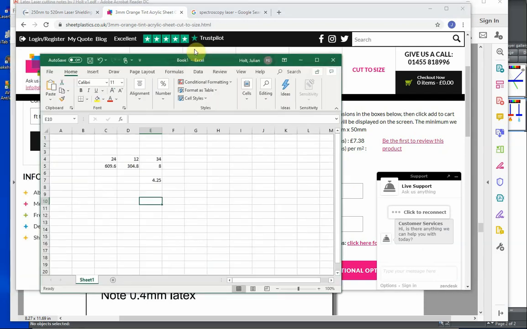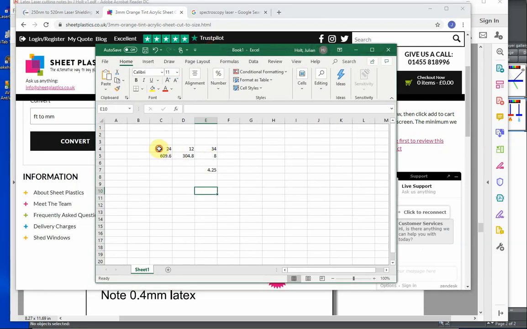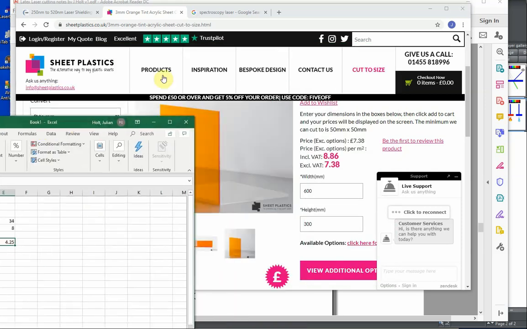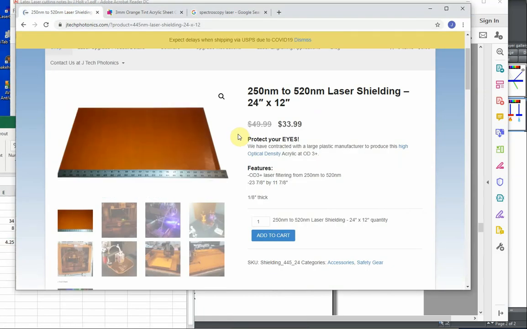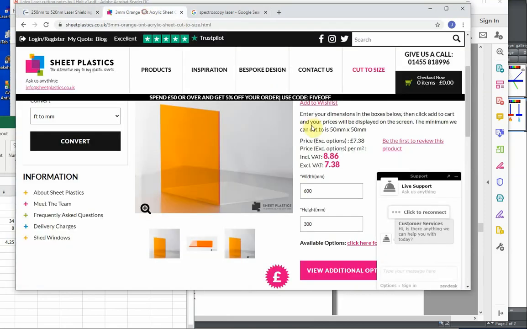Now, if you just look at the difference here. So this is the American company that have done the OD rating, $34. And here's the UK off-the-shelf building company or whatever, and they're charging £8, roughly the same thing. So there's a 4 times difference. So this OD stuff by these people is 4 times the price of this. So why don't you just buy this?